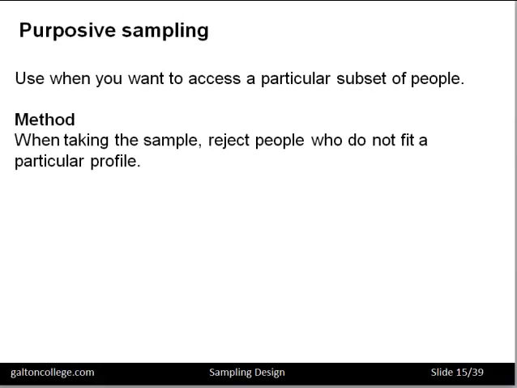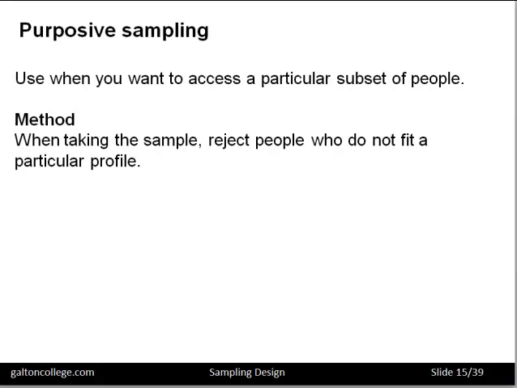The method is, when taking a sample, reject people who do not fit the particular profile. You've got a purpose. It's purposive. So you've got a purpose. Check that the people fit an analysis of what has been required by the sample, and if they don't, they're rejected early. They may be rejected simply by having a question up front: do you buy brand X soap powder? If the answer is no, then they're rejected immediately. Thank you very much and have a good day.